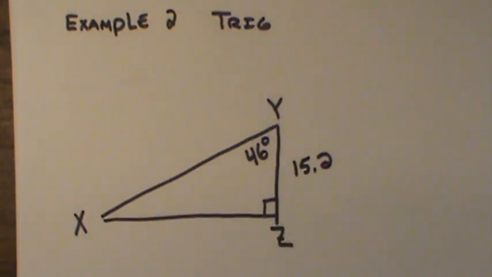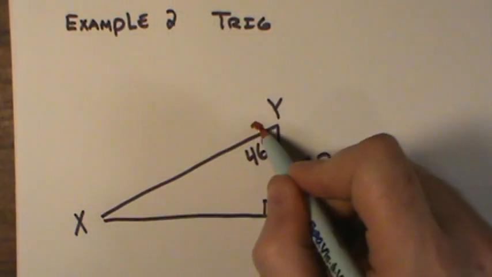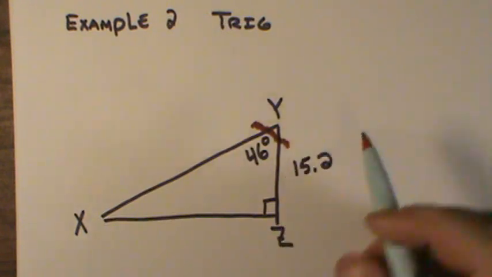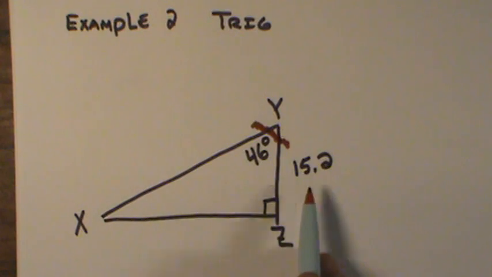Example 2 on how to use trig. Like all problems of trig, you need to start by drawing the mustache through the given angle. The given angle is the one that's not the 90-degree angle. So I'm going to draw me a mustache here. It should be touching the hypotenuse, the angle, and the adjacent side.